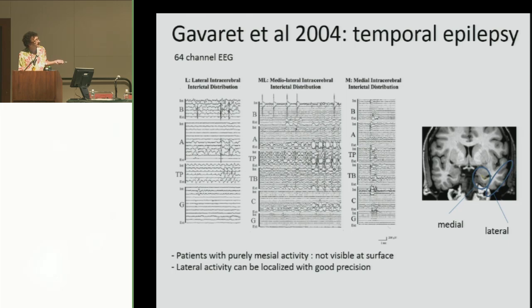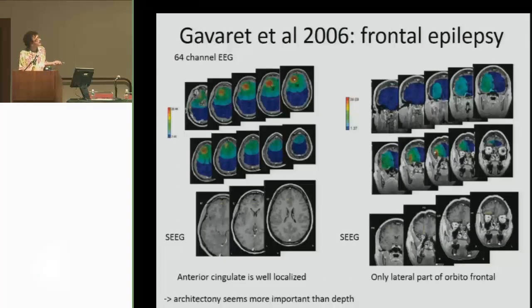And what she observed is that patients with purely medial activity, there was no activity visible at the surface. So the activity is either too deep or likely in regions where the architectony is not suited to have fields that propagate. But when you have activity which is visible, so the lateral activity, it can be localized with a very good precision. That's another example in frontal epilepsy, so pathological activity in the frontal cortex.